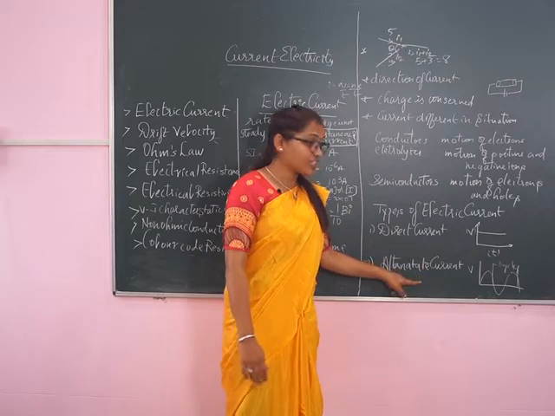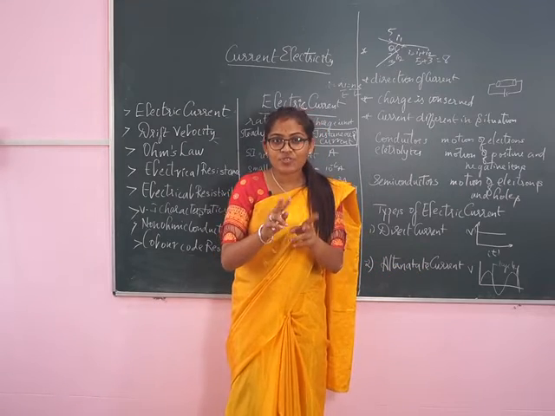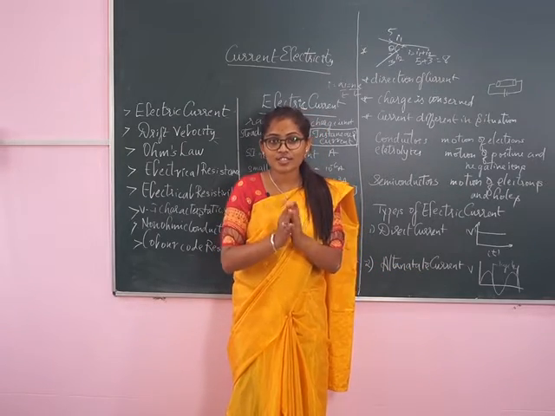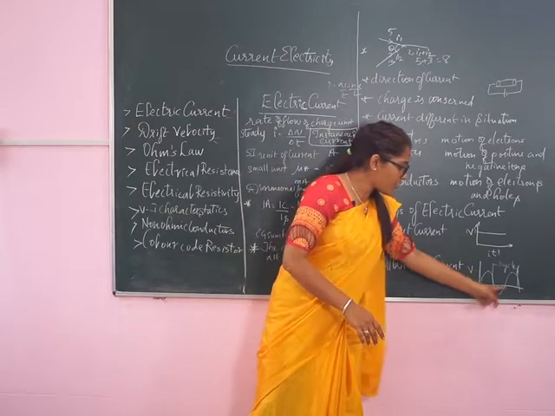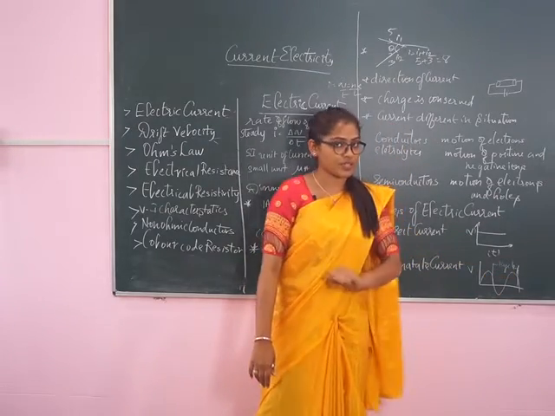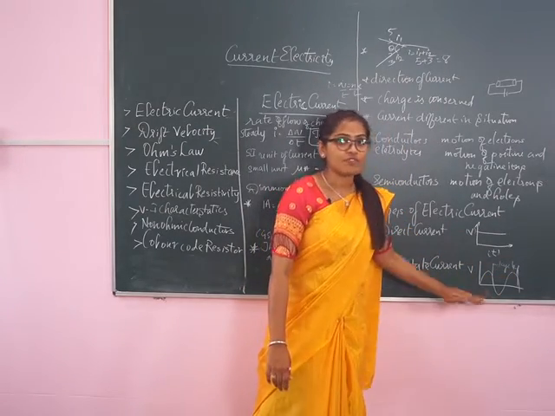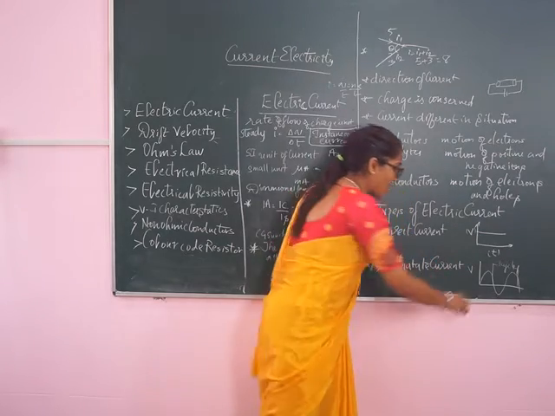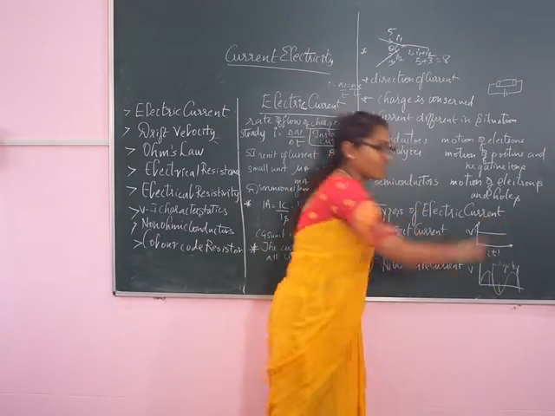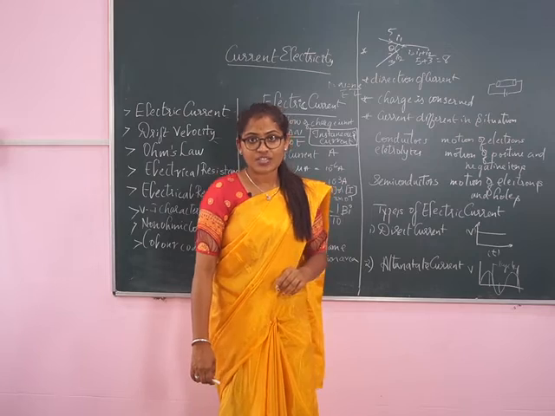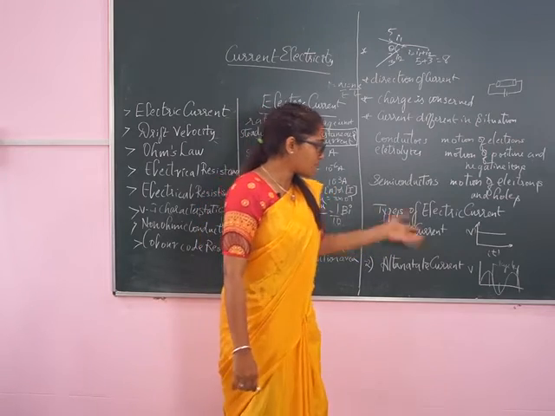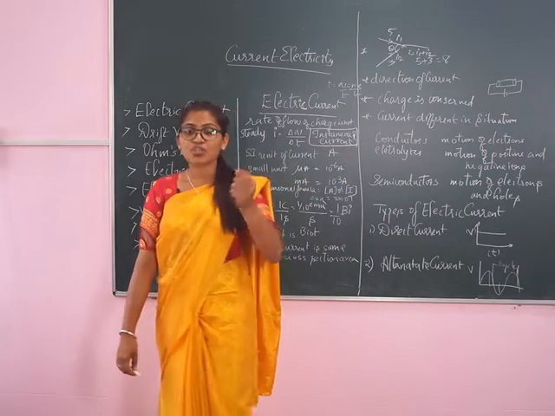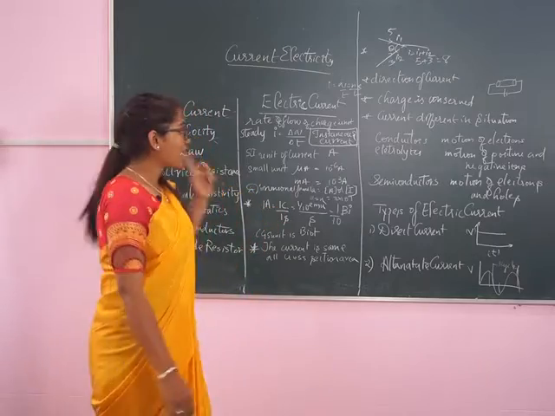Coming to alternating current, here it flips its direction. You can see from here to here it completes one cycle. In one half of the cycle it is positive, in the other half it is negative. But keep in mind that the amplitude remains the same. So this is about the different types of electric current. Next, we have problems based on electric current.